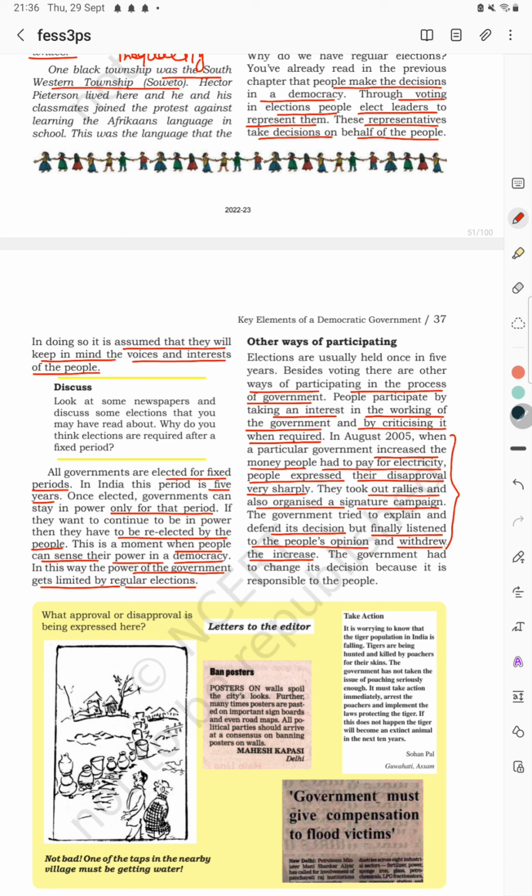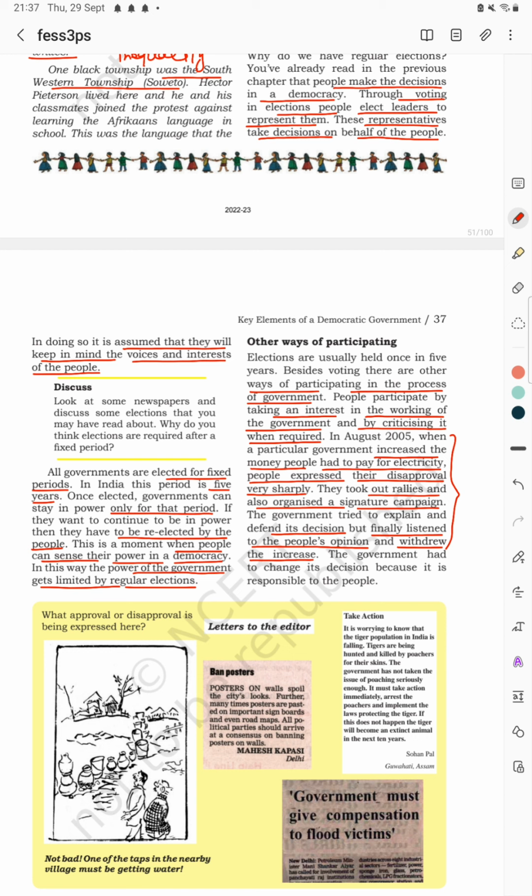In 2005, the government increased the prices of electricity. So due to this policy, people expressed their disapproval very sharply. Initially, the people organized rallies and a signature campaign. The government initially tried to explain and defend its decision, but when it felt that it was of no use, then finally the government withdrew the increase.